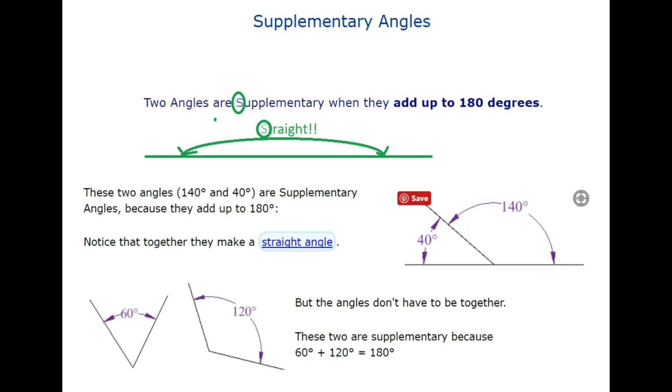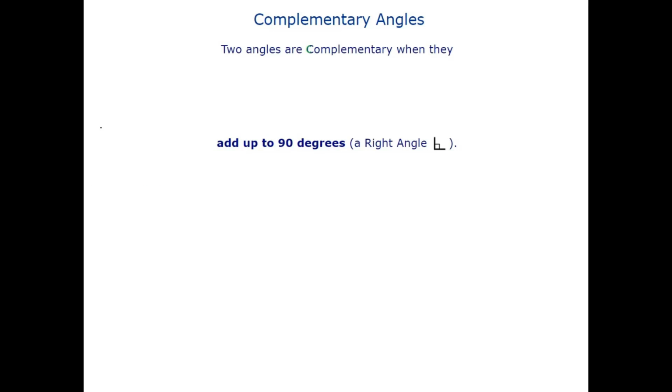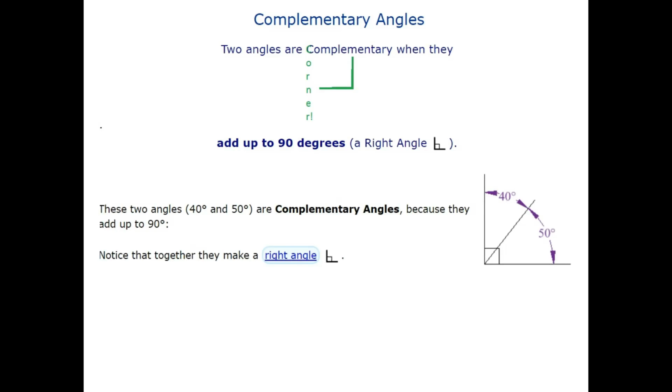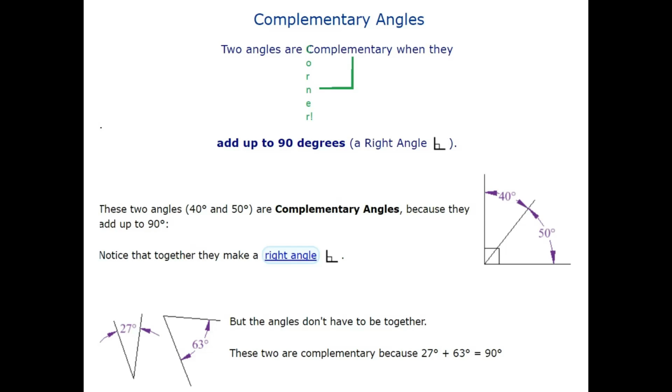Let's go on to the next thing. Complementary angles add up to 90 degrees. That's a right angle. The reason I skipped all that space is because complementary angles form a corner, so when you see that C, think corner. It's a right angle, and 40 and 50 add up to 90, which makes them complementary angles. They don't even have to be touching each other. 27 plus 63 equals 90. Those two are also complementary angles.